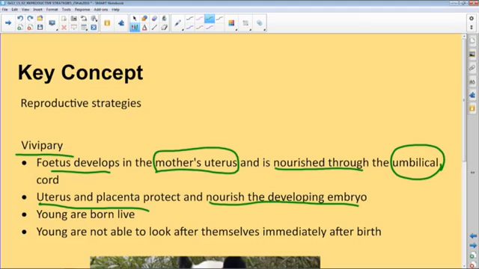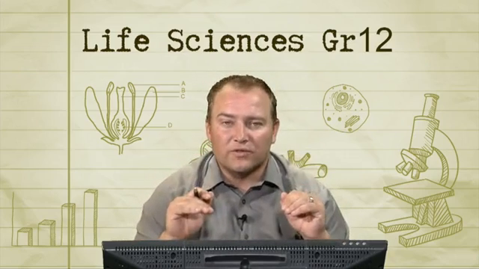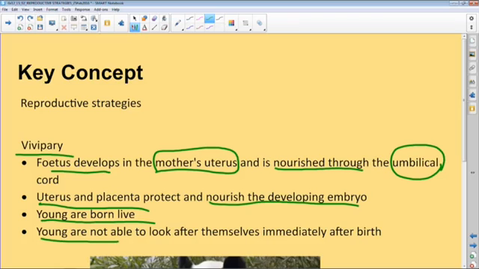Okay, cool? Then the young are born alive. They are beautiful. Everything that is born, I normally think is gorgeous and beautiful, but they come out beautifully, right? Here we go. And then the last one, young are not able to look after themselves immediately after birth. Okay, why do they say that? I mean, if I have a look at it, those impala that pop out of mommy and then get up and start running, a horse, a cow, they get up and start running.